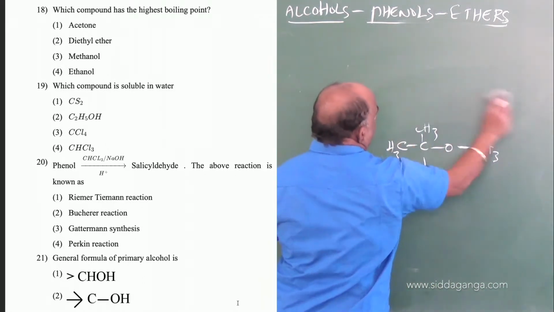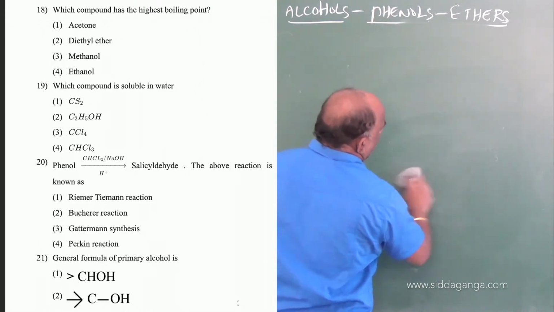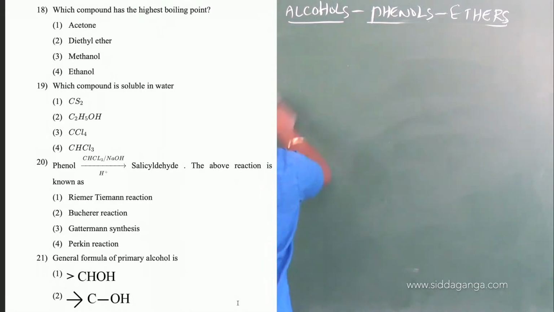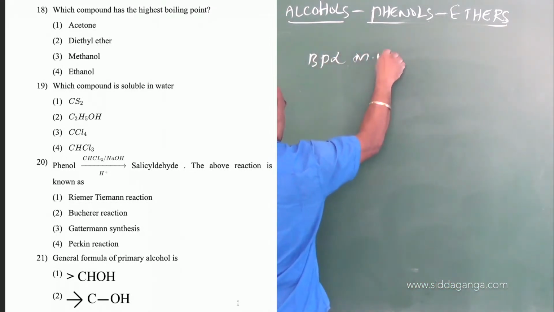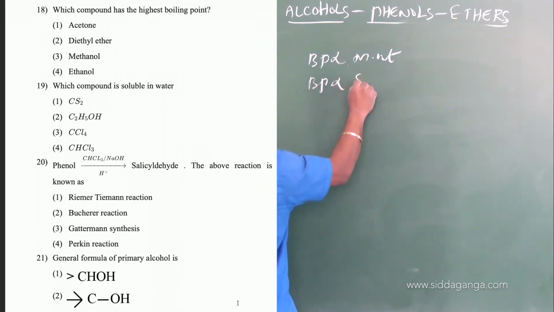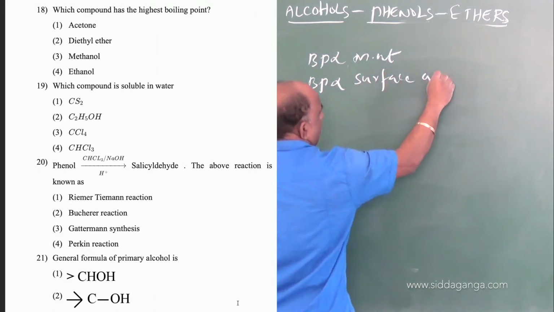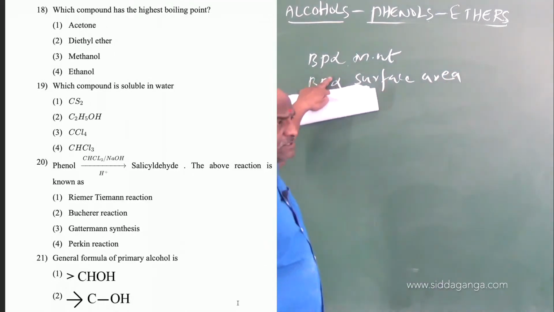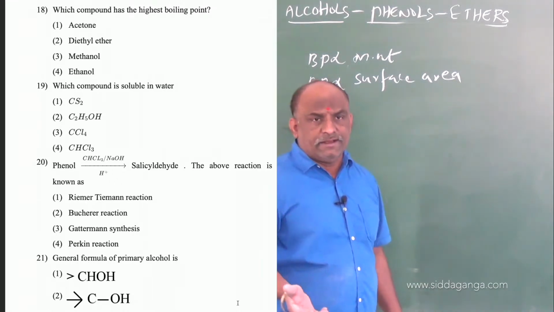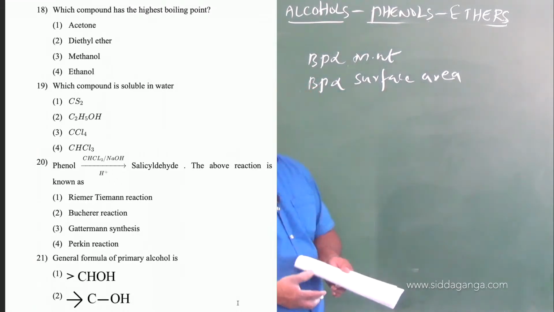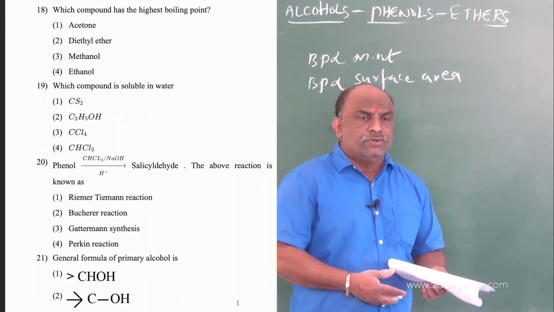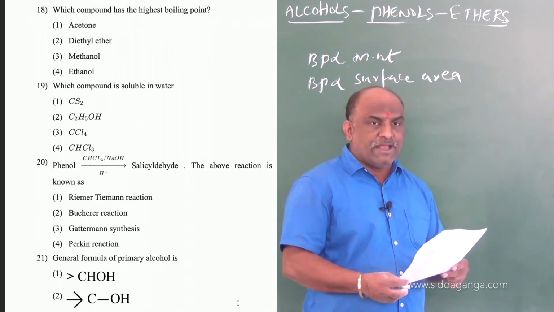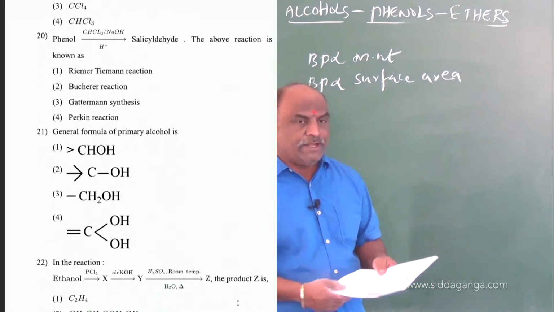Hydrogen bonding, more boiling point. Boiling point is directly proportional to molecular weight. Boiling point is directly proportional to surface area. You remember these two points. Surface area increases, boiling point increases. Molecular weight increases, boiling point increases, and when hydrogen bonds take place, boiling point increases. So example number 3, example number 4. In the fourth example, molecular weight is more. Due to that, ethanol is the right option for question number 18, followed by question number 20.